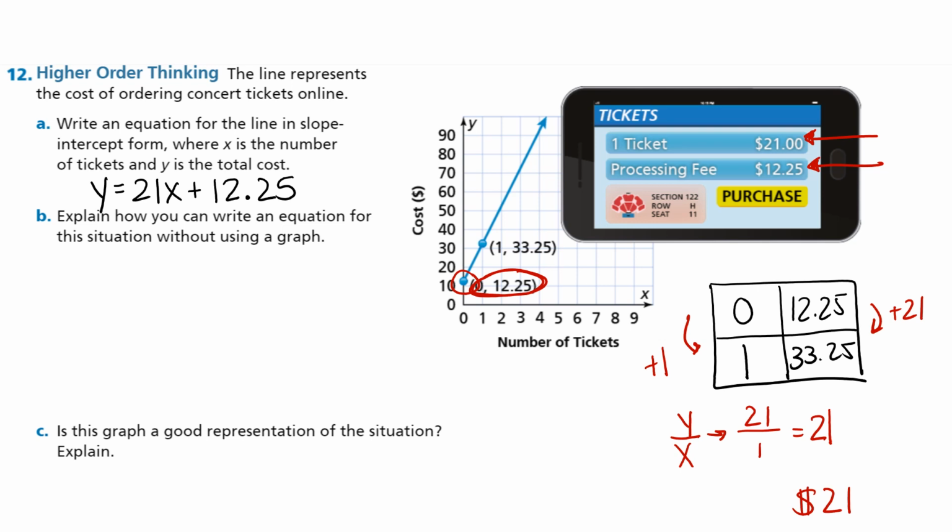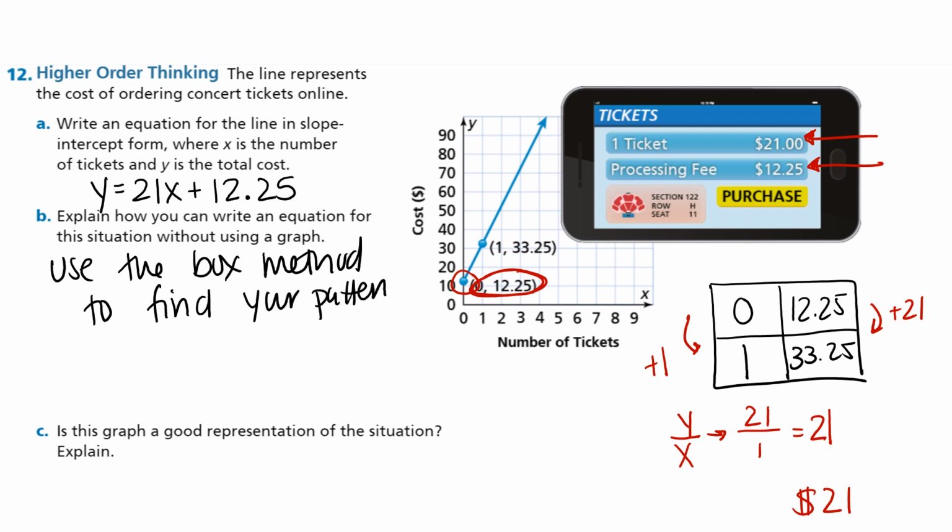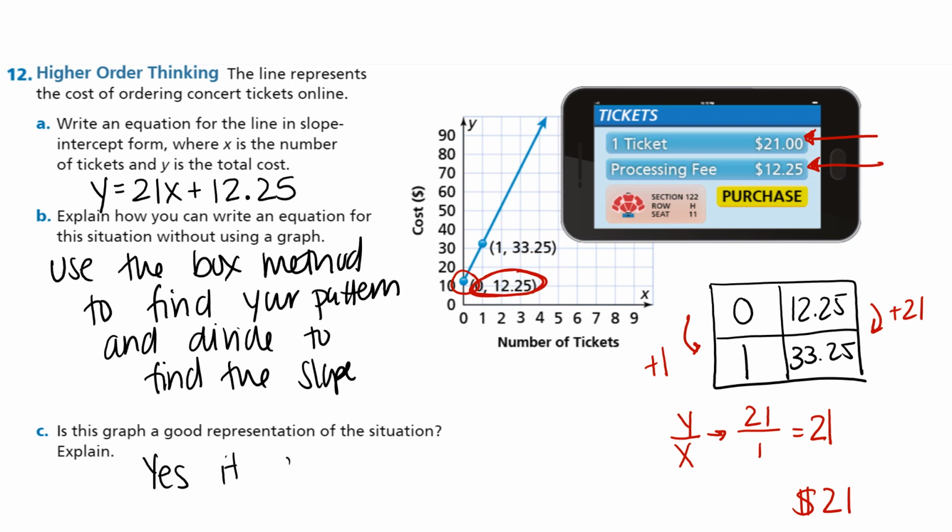Part B, how can you explain how to write an equation for this situation without using a graph? You can use the box method to find your pattern and divide to find the slope. Is this graph a good representation of the situation? Yes, it accurately represents the data.